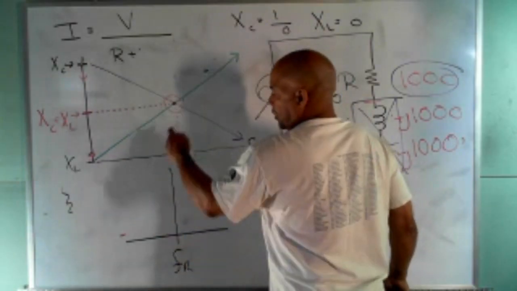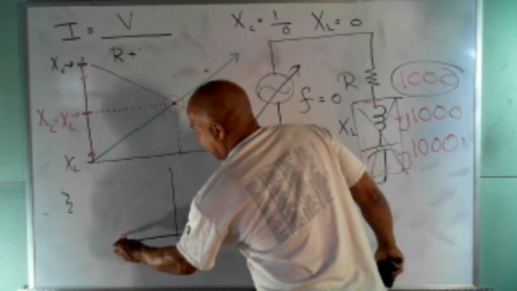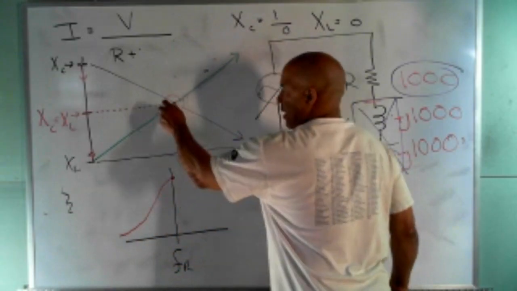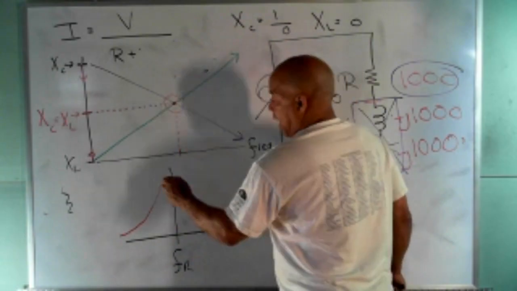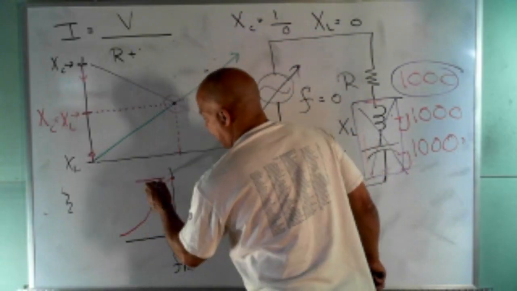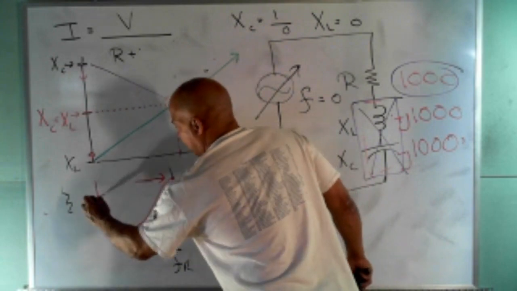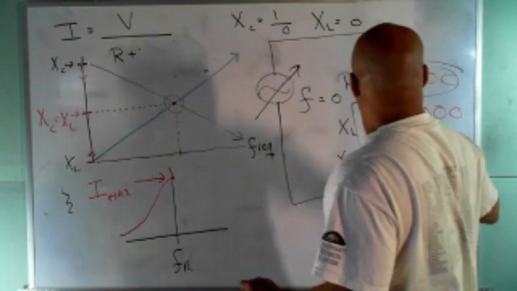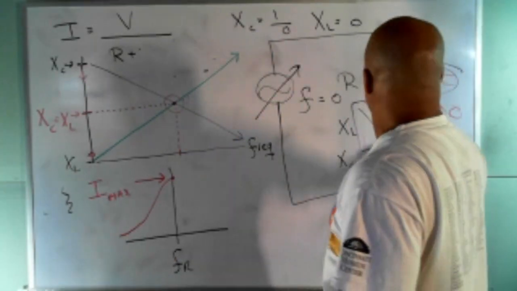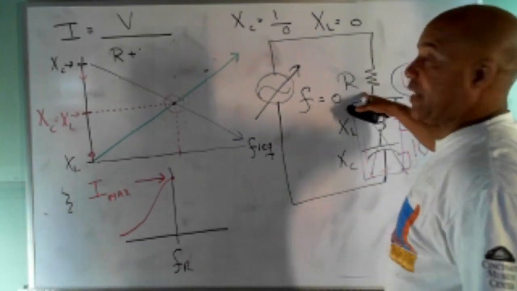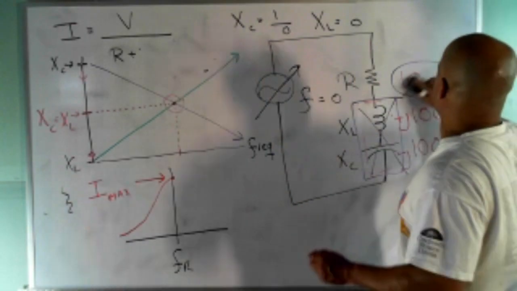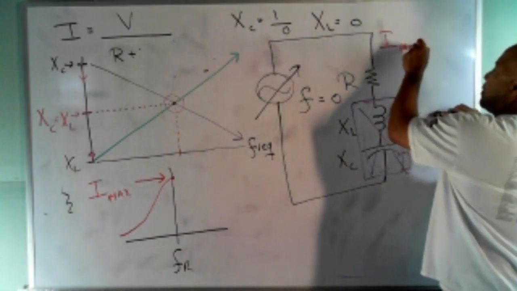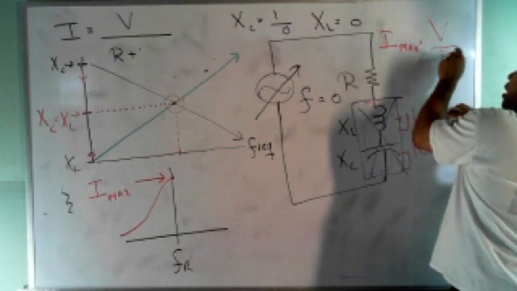So as I approach this point, here's what happens to the current. And right here happens when I'm right there. That right there is the maximum current. You get maximum current when these cancel out, so the only opposition is resistance. So I get I max equals V over R, because these two cancel out at resonance.